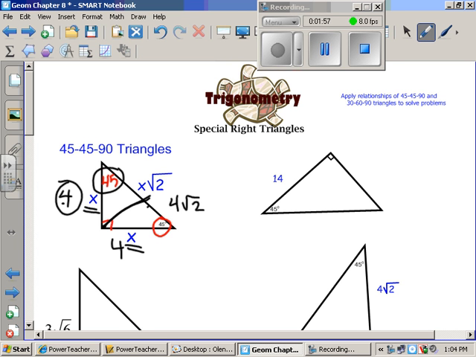So if this is a 45, 45, 90 triangle, then the two angles here are equal, so that means the sides are equal. And the hypotenuse across from the right angle is whatever the sides are times the square root of 2. All right, take a second and do the other two.